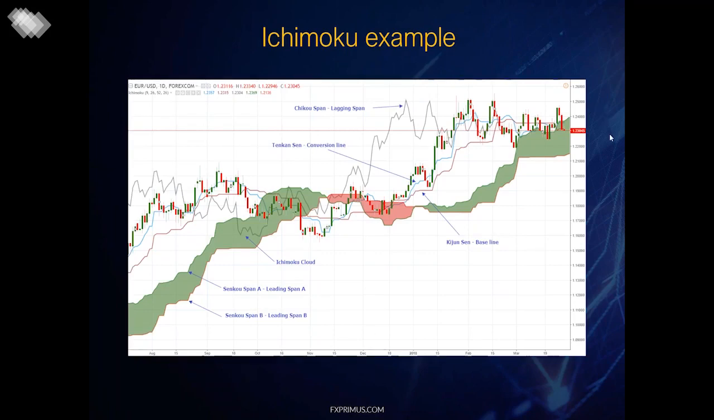Now, this red line, the Senkou span, is the leading span B. This is the cloud, all of it together, the Ichimoku cloud. There is the Senkou span B, which is the leading span, and also the Senkou span A, which is the leading span A. Now we have three more lines in total. Two trade very closely to one another: the Kijun Sen, called the baseline, and the conversion line, called the Tenkan Sen, which is the light blue one. And the lagging span is the Chikou span. This is the gray line over here.